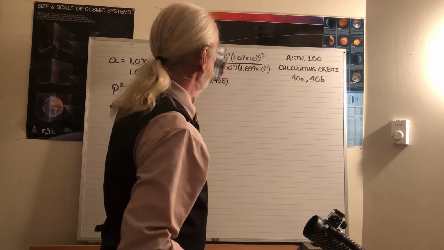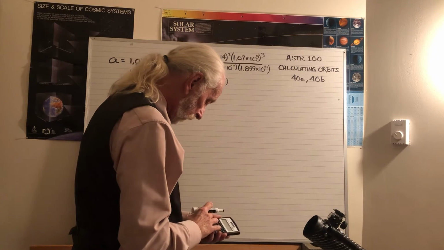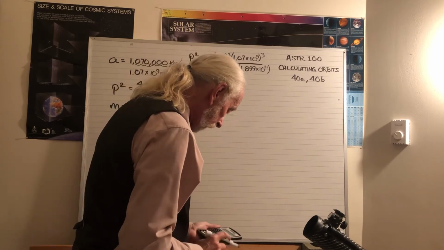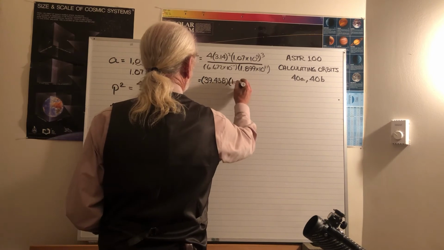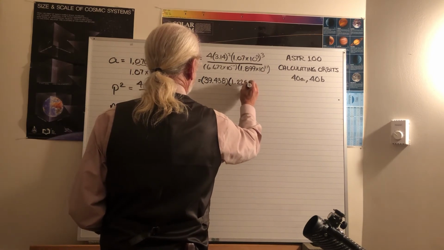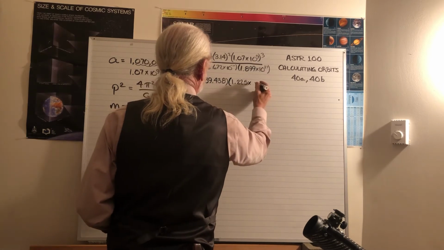Now I'm going to cube this, 1.07 to the third power, 1.225. 10 to the 9th cubed is 10 to the 27th.